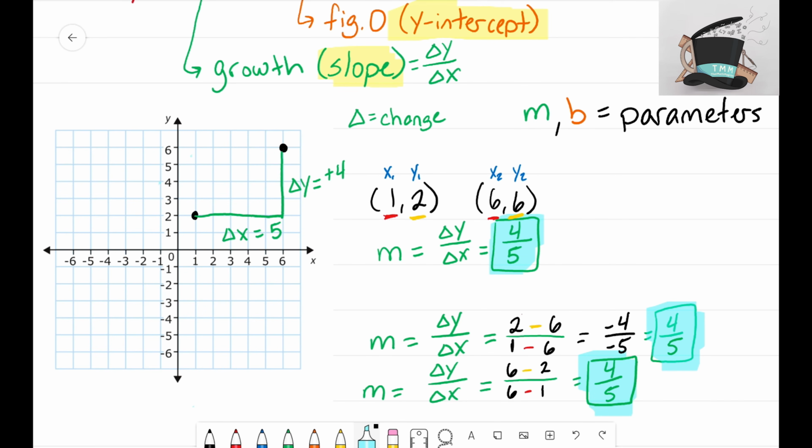All right, guys, I hope this showed you a way of finding slope when you know 2 points.